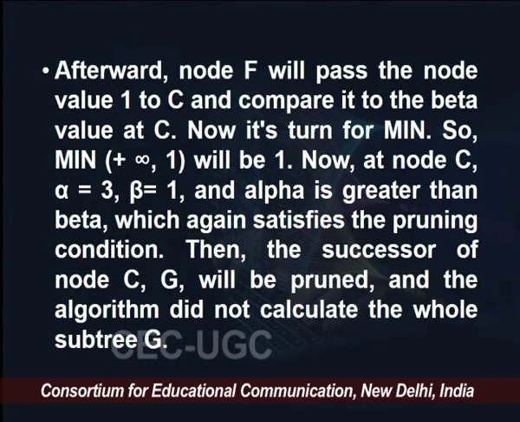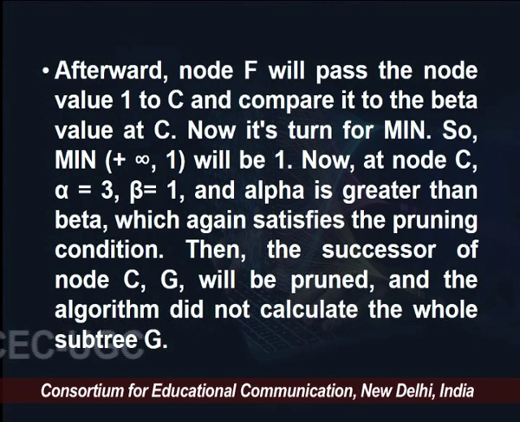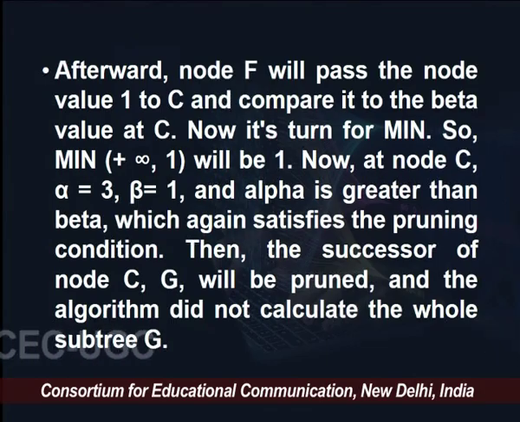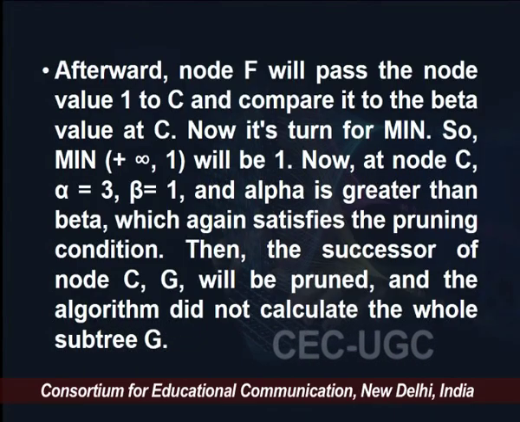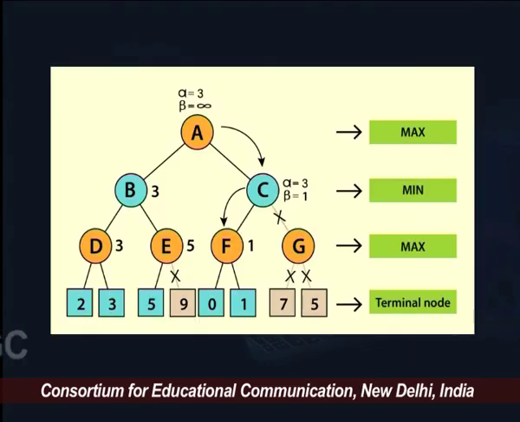We have already pruned the right child of the node E, and now here we have one more pruning condition, because alpha is 3, beta is 1 at node C. So, the successor of the node C, which is nothing but G, will be pruned, and please pay attention here that the algorithm is not going to calculate the whole subtree G.